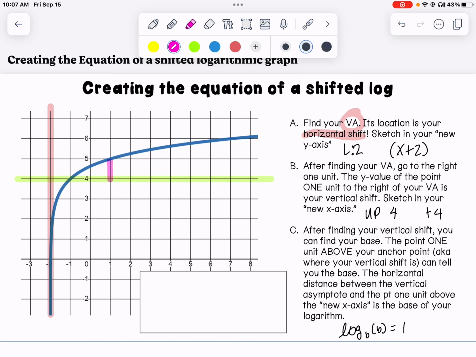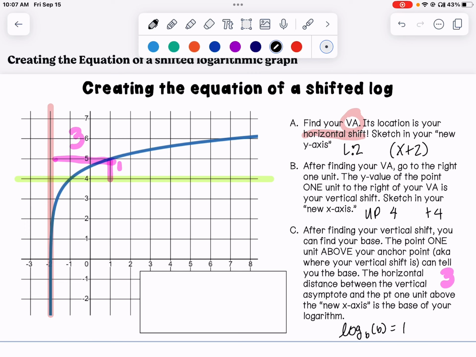Because this is 1 unit up, that horizontal distance, because that would really represent my x, that horizontal distance between my new y-axis and this point is going to give me my base. So I can see that's 1, 2, 3. So here my base would be 3.